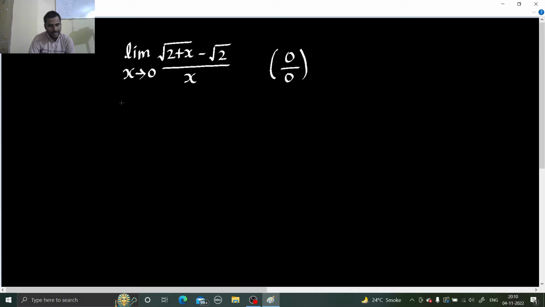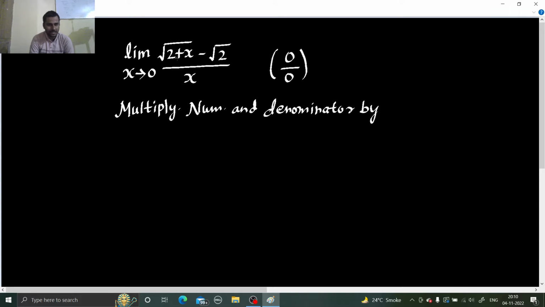So if I multiply numerator and denominator by what? The conjugate of this thing, root of 2 plus x minus root 2. How to find the conjugate? Just reverse the sign which is in the middle. So minus sign is there, so its conjugate will be root of 2 plus x plus root 2.